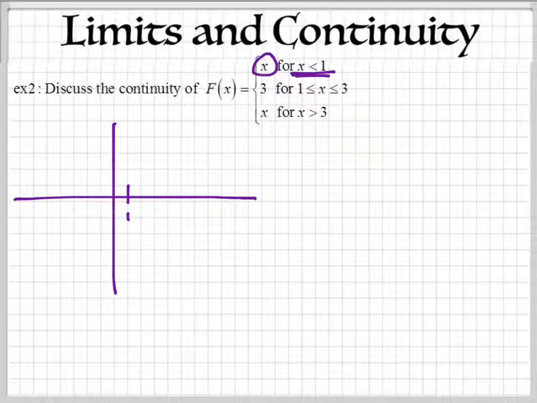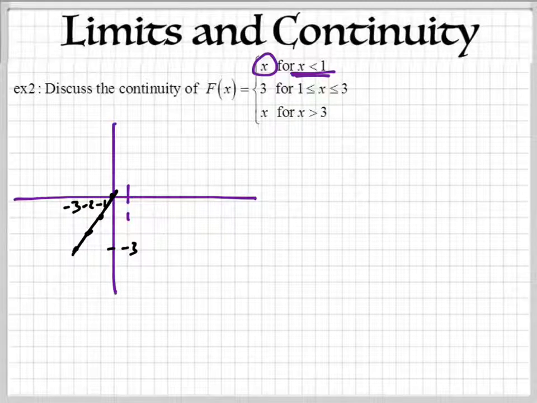Okay, so for less than 1. So here's one right here. You guys know what x looks like. And just whatever you plug in, that's what your y value is. And so if I plug in 0, I'm going to get 0. If I plug in negative 1, I get negative 1. If I plug in negative 2, I get negative 2. If I plug in negative 3, I get negative 3. Okay, so that's negative 2, negative 1. So this is my graph so far.